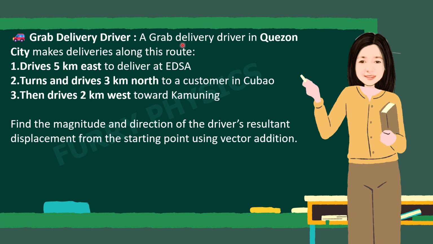A Grab delivery driver in Quezon City makes deliveries along this route. First, he drives 5 kilometers east to deliver at EDSA. He then turns and drives 3 kilometers north to a customer in Cubao. Lastly, he drives 2 kilometers west towards Kamuning. Find the magnitude and direction of the driver's resultant displacement from the starting point using vector addition.